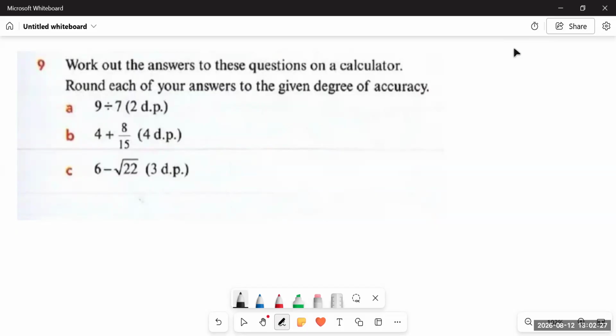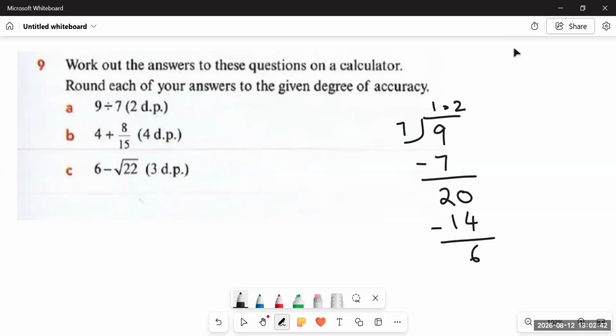If we talk about 9 divided by 7, we will keep 9 inside, 7 outside. 7 ones are 7. Here comes 2. Put a decimal, it will become 20. 7 twos are 14. Here comes 6. Again, put a 0. Then we know that 7 nines are 63, so 7 eights are 56. So here comes a 4, put a 0, 7 fives are 35.